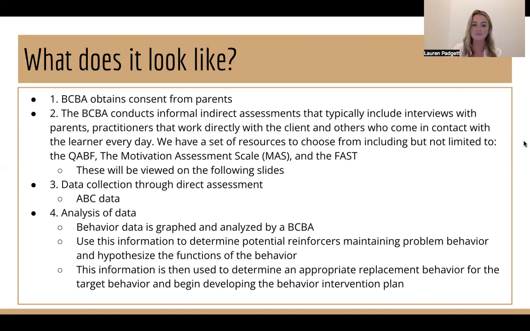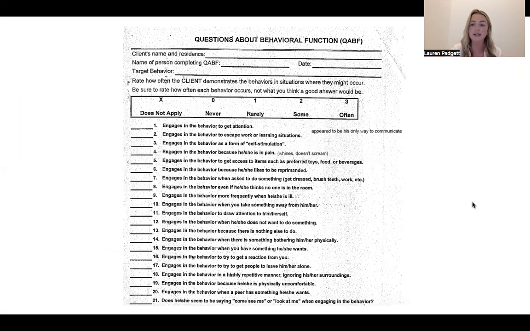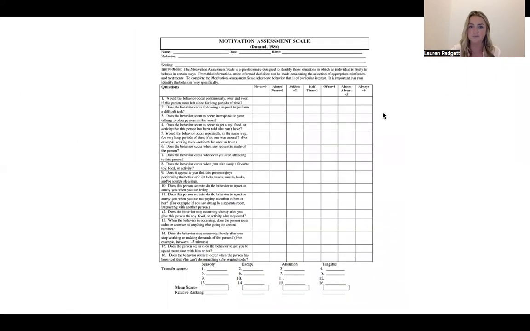So this first one that I have here is the QABF, Questions About Behavioral Function. In this one, you will give it to the stakeholder, in which they talk about the client's name and residence. You write down their name, and in this one, you already have a target behavior in mind, potentially, in which case they can answer these questions related to the target behavior above, in which they can say does not apply, never applies, rarely applies, sometimes applies, or often applies.